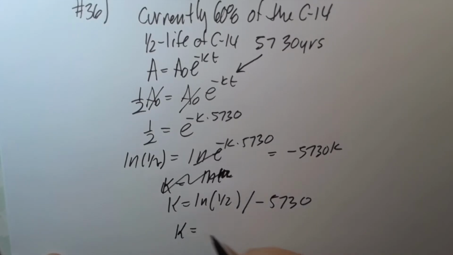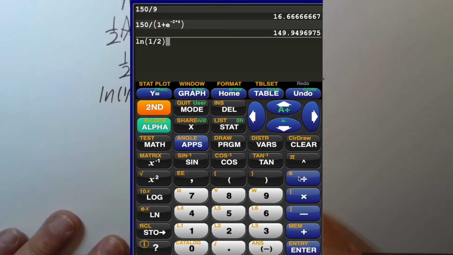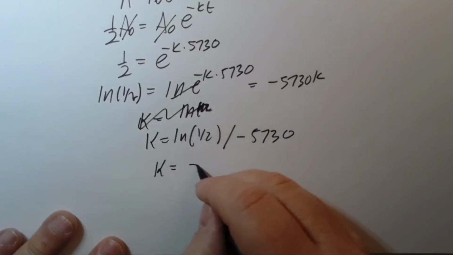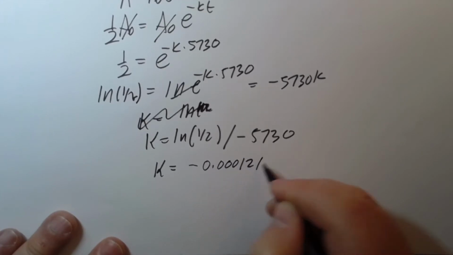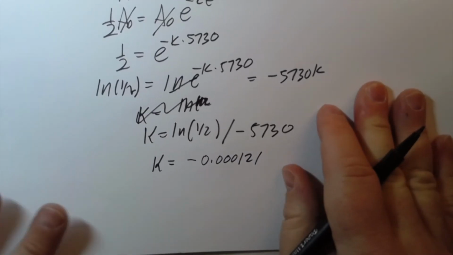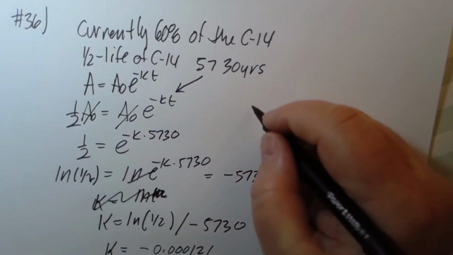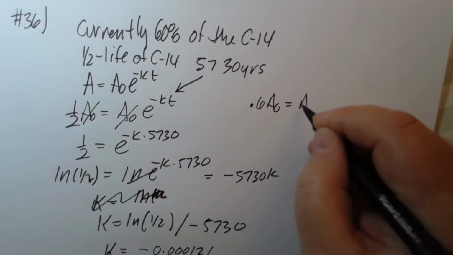So k is equal to, we can do this on our calculator, and we get 0.000121. I'll round it off. Now we can take that, go back, and use this information. So 60% of what I started with would be 0.6 times A naught.